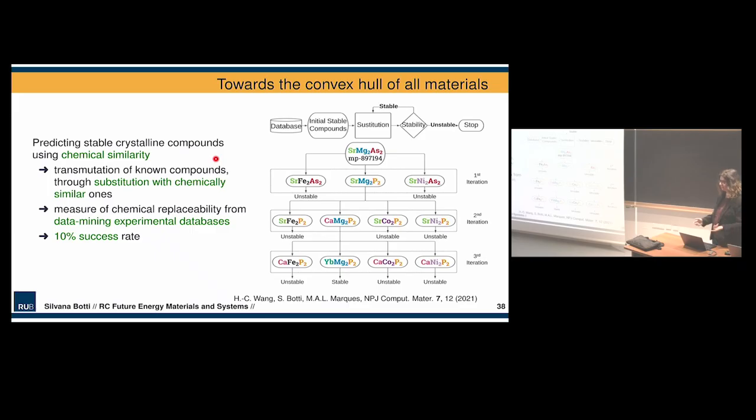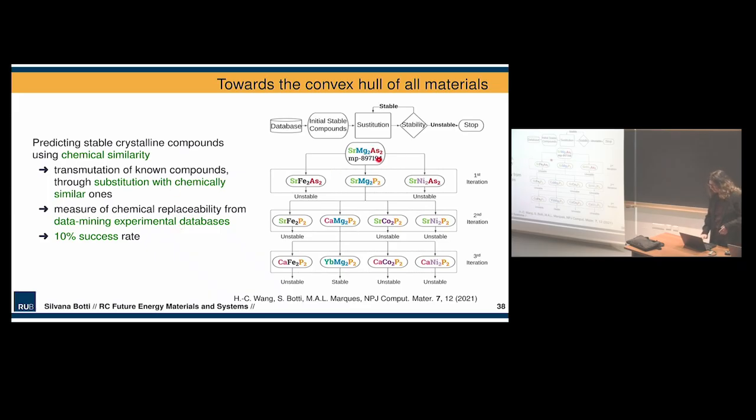And then, guided by this measure of similarity, we made substitutions, so not random substitutions, but targeted substitutions. And then went to check, is this new thing that we get already in the database? If not, is it stable? And in this way, we obtained a success rate of 10%, that is much larger than what one gets by random substitution. And actually, in many cases, similar to the success rate of machine learning when you want to get new compounds, using data that was already in the experimental database.